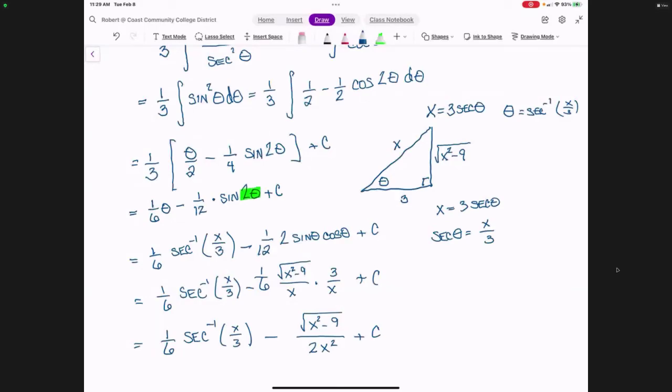Now there's other ways to do it. We could have said the triangle would look like this. We could have said x over 3 and then a 1 down here, but then this becomes a big mess over here.